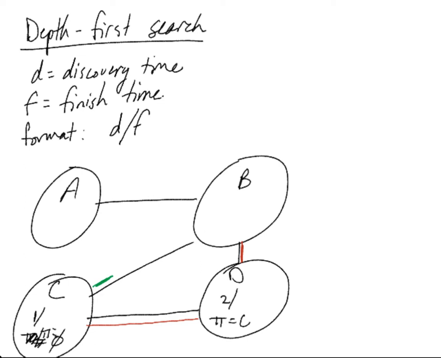So B, its discovery time is 3. You can think of these as clock ticks. And the previous node is D. And now we'll process B's first edge. Now suppose that its first edge is this one here. We see that C is being processed, so we're going to ignore that. Suppose its next edge is this one. We'll ignore D, and we'll go to the next edge that has not been processed, A. Its discovery time is 4, with a pi value of B.